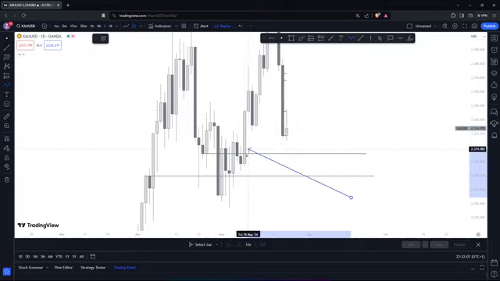Why did I say it can be fresh? Because it also can be unfresh. Why is that? When the level is used, not touched, more than 5 times on the daily time frame and more than 2 times on the H4.